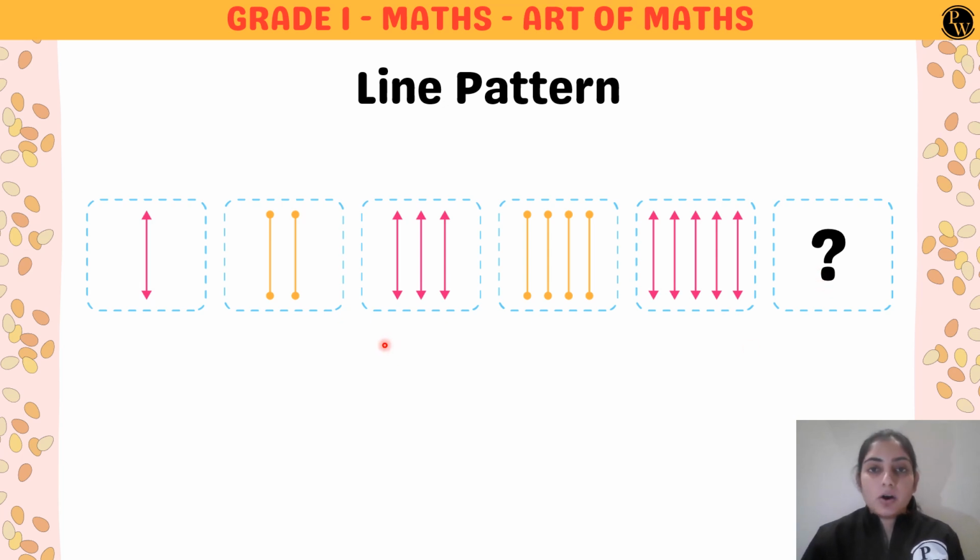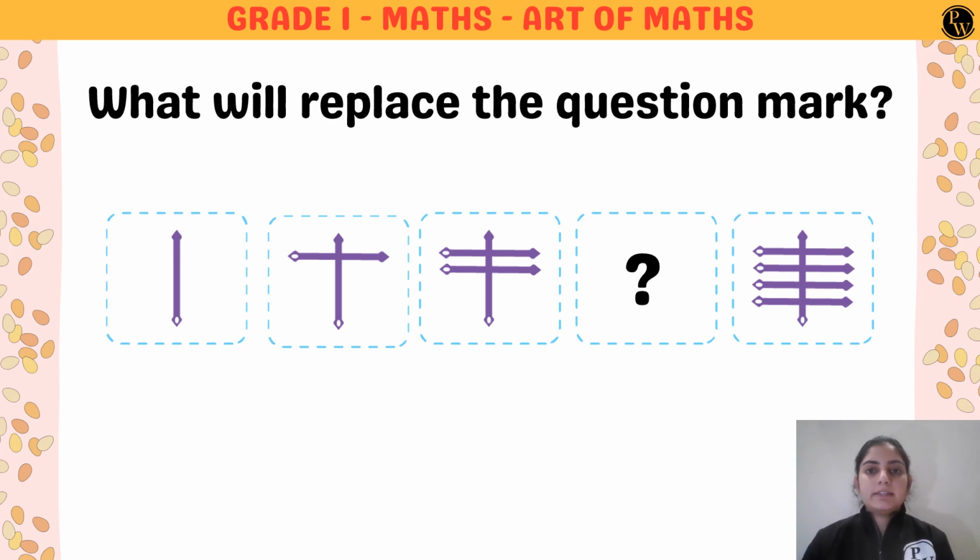Now we can also observe that a two-color pattern is being followed. So we can name it A, then B, then A, B, A, and then B. So we can see that this type of line will be formed here with a count of 6. That will replace the question mark. Correct? Well done.